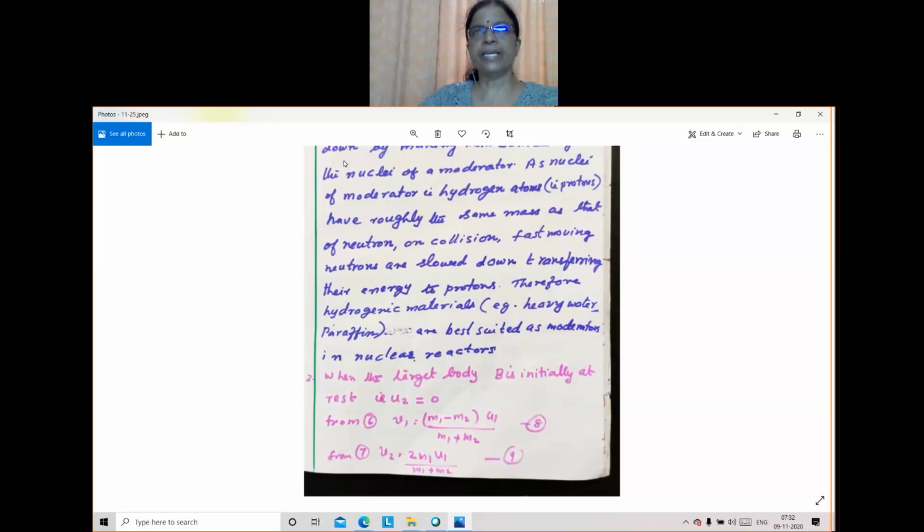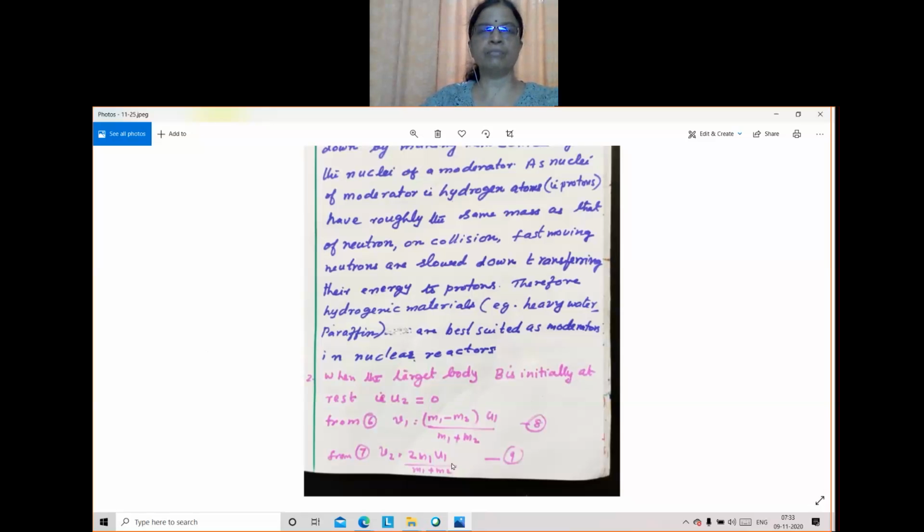When we strike a coin, we hit a body at rest. That means the other coin is at rest, isn't it? When we strike it, actually it is at rest. We are striking a body of almost the same mass. So when the target body B is initially at rest, that is U2 equal to 0.